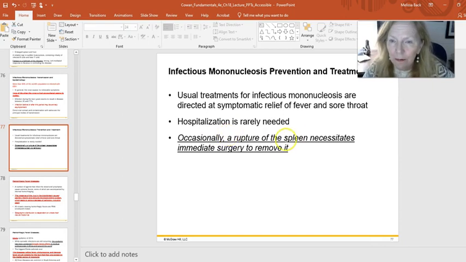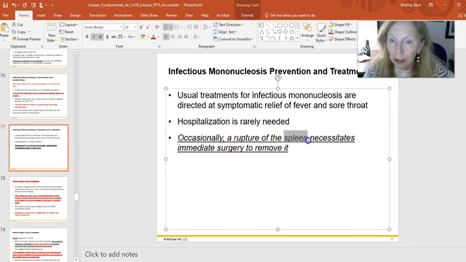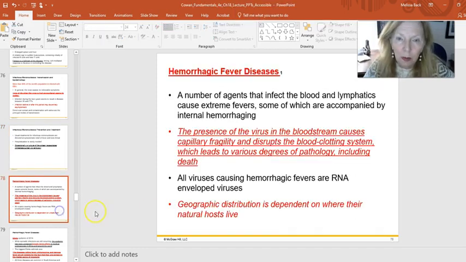Again, if somebody is having symptomatic acute illness from this, then that spleen and liver we do need to be concerned about. And occasionally the spleen will rupture. It's pretty rare, but it can happen.